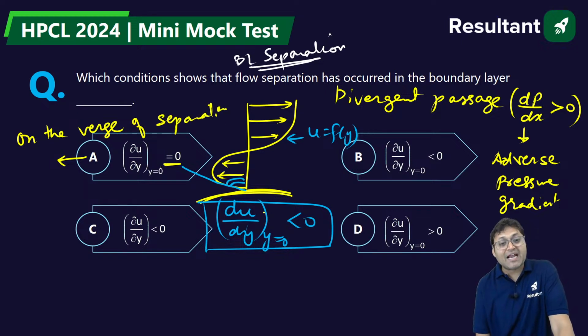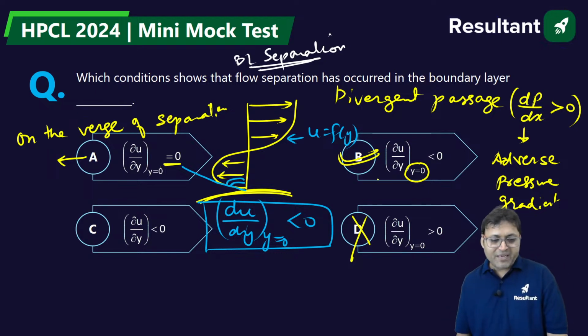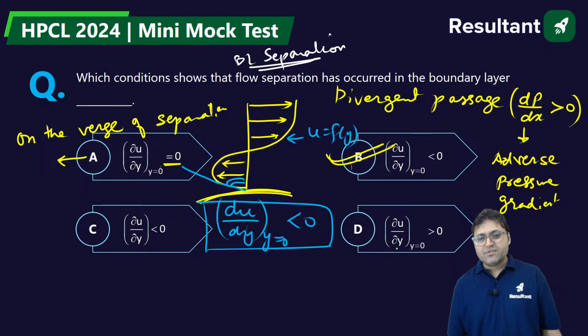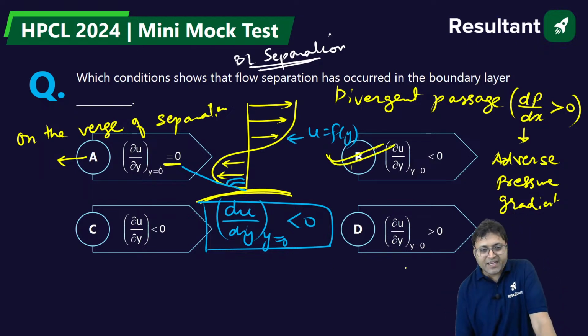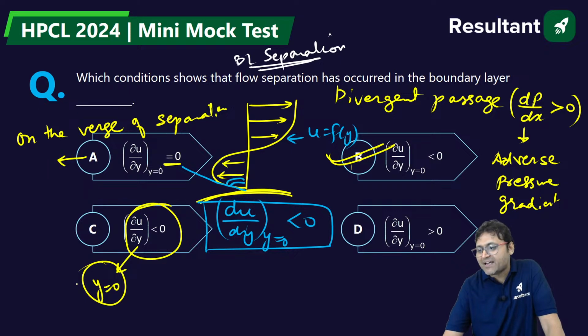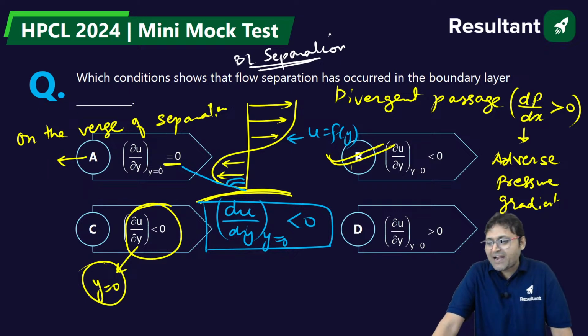When du by dy at y equal to 0, near the surface, it is B, it is not D. Sorry, not B, it is D. When du by dy at y equal to 0 is negative, B is the correct answer. B will be the correct answer. It is not D and it is not even C. Why? Because it should be y equal to 0 near the surface. B will be the right answer for this one.